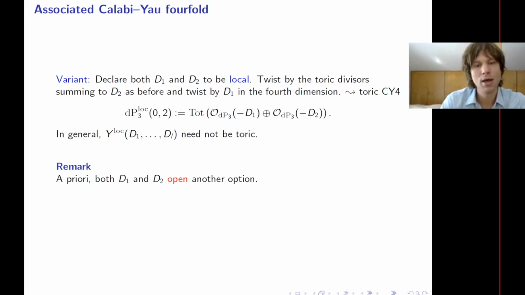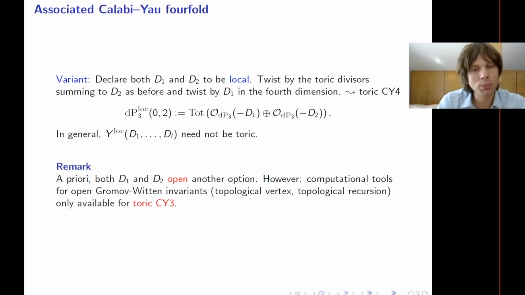remove 3 divisors. However, in the case with just 2 components, the problem here is if we remove D1 and D2, that's all well, but we don't have known techniques to compute the associated open Gromov-Witten invariants. So in fact, we only have tools to compute open Gromov-Witten invariants for toric Calabi-Yau threefolds, and the tools are typically topological vertex, topological recursion, etc. And so, because we want to be able to prove some things, if we want to compute something about open invariants, we always need this toric Calabi-Yau 3 condition.